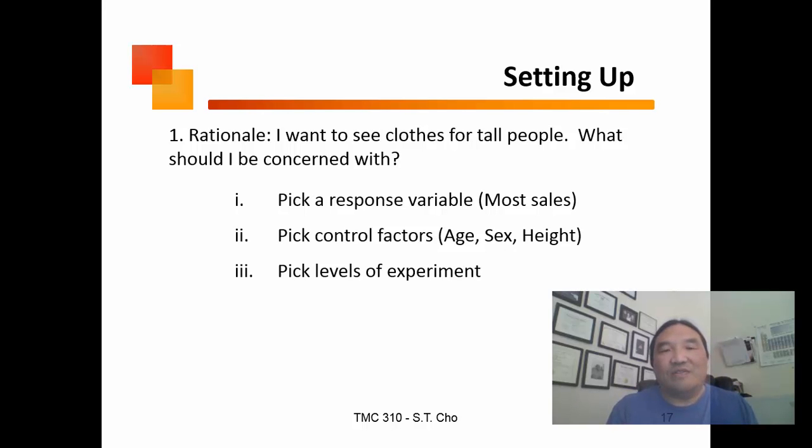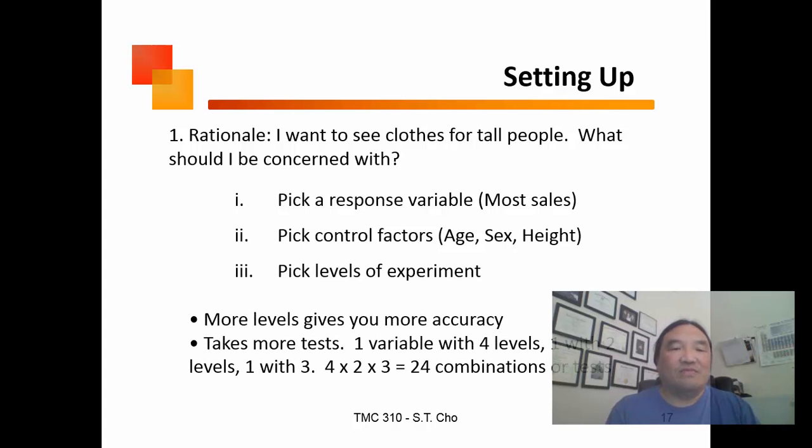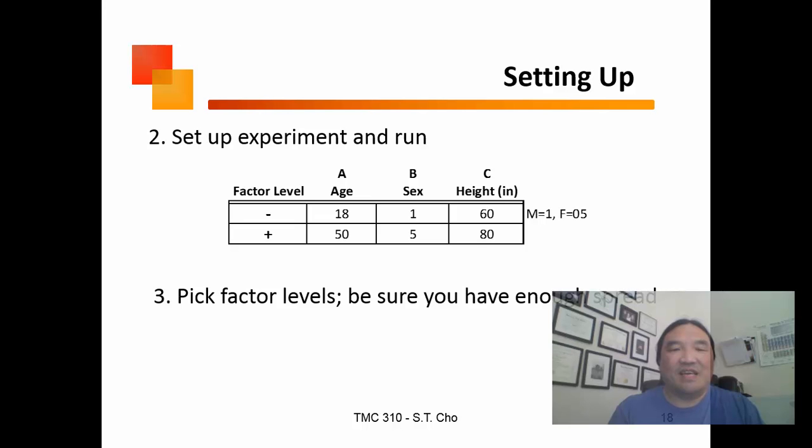Now I have to pick levels of an experiment, meaning what numbers do I actually want to look at in my sample? Like I can't do everything. So what I do is I pick a couple of levels. Naturally, more levels gives you more accuracy, but then it requires more tests. If I have one variable with 4 levels, one with 2 and one with 3, the way you determine the number of tests is just multiply them all together. And so that means I'd have to do 24 tests. That's a lot of tests. And so in this case, I'm going to pick 2.